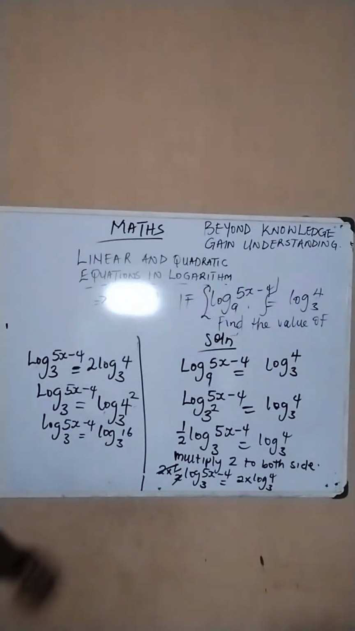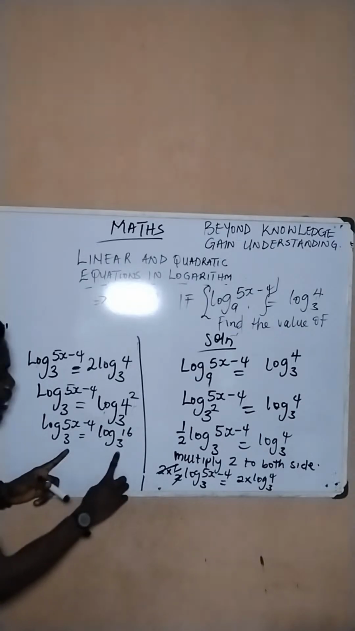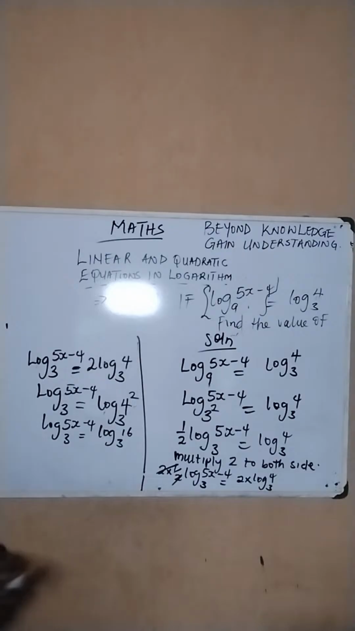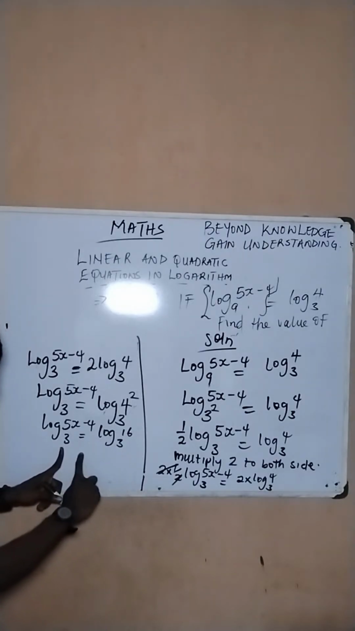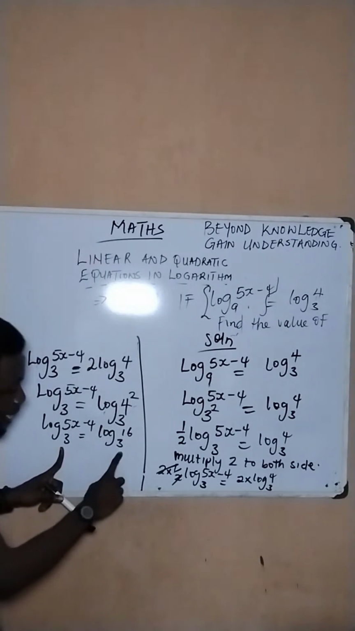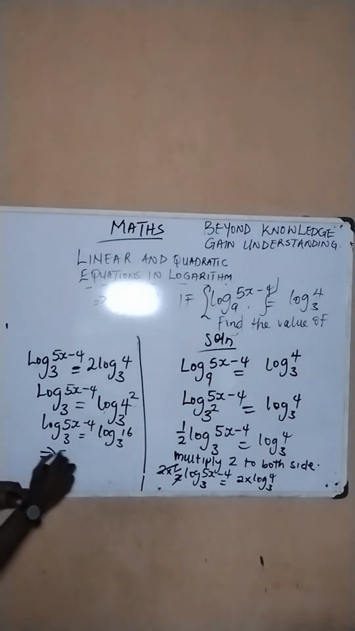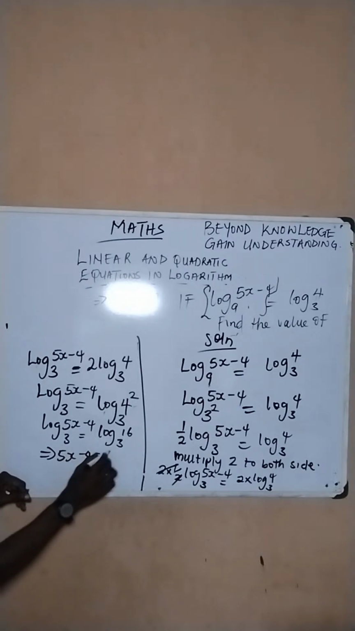Now that I'm at this stage, since the base of the logs are the same, it simply means that the logs themselves are equal. The base of the log is equal, log base 3 here, base 3 here. It simply means that the logs are also equal. So this implies that 5x minus 4 is equal to 16.